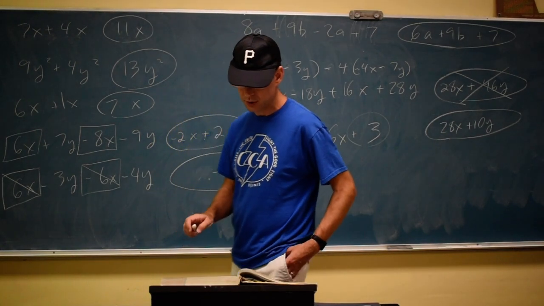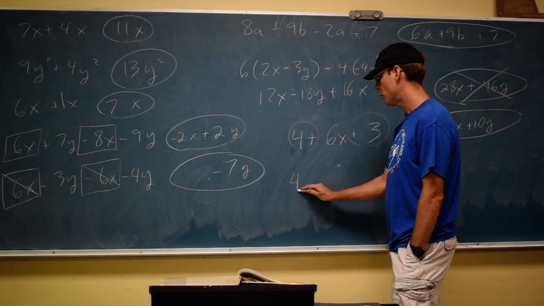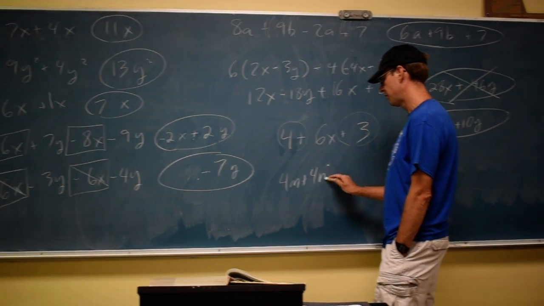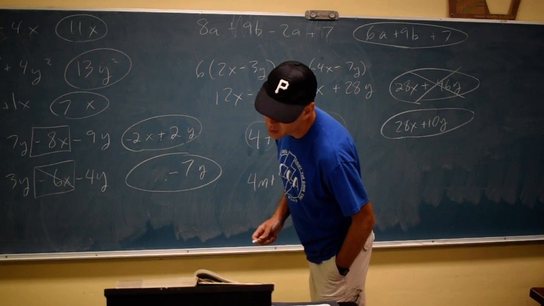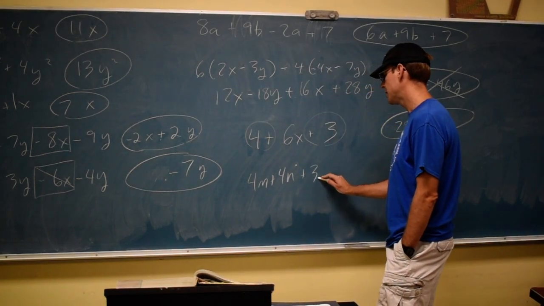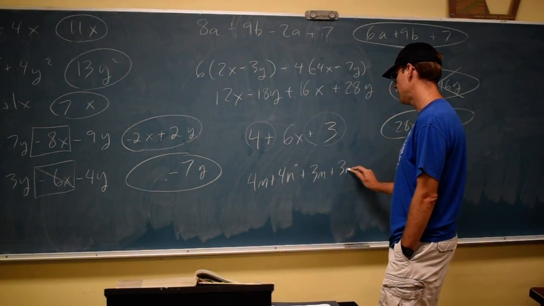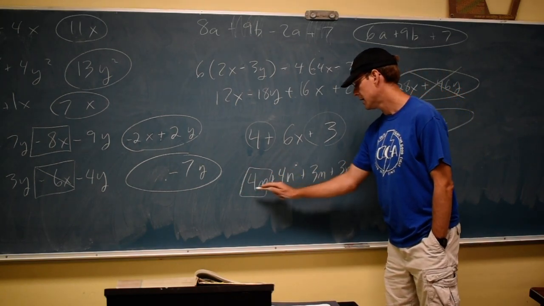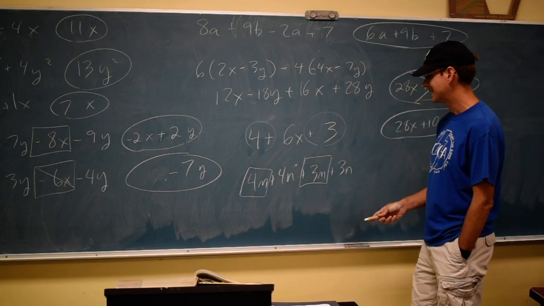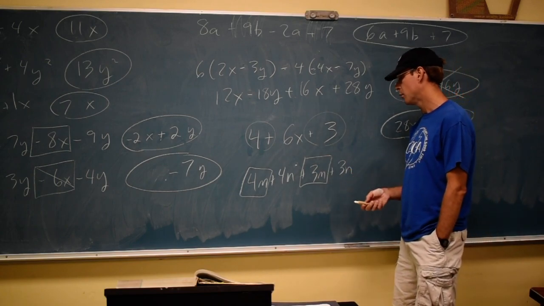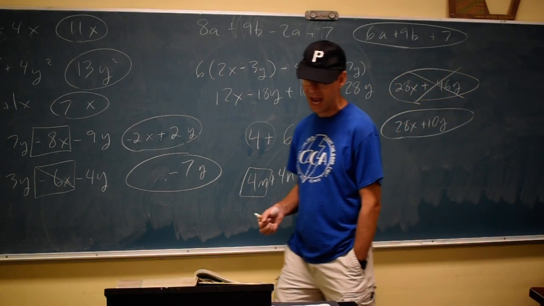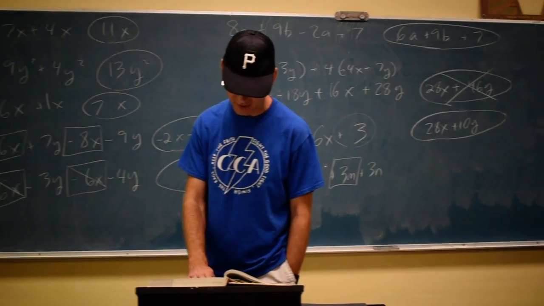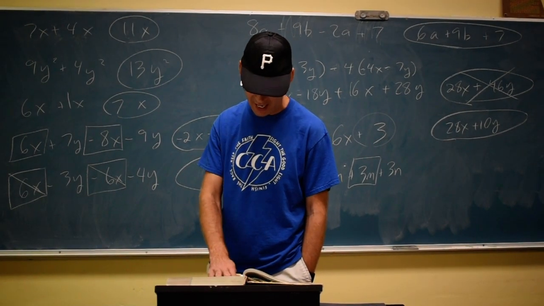45 has a double distribute. So the 4 goes with m, plus the 4 goes with n, plus the 3 goes with m, plus the 3 goes with n, and then combine. This and this would make a 7m. The other ones would make a 7n. So 45, 7m plus 7n.